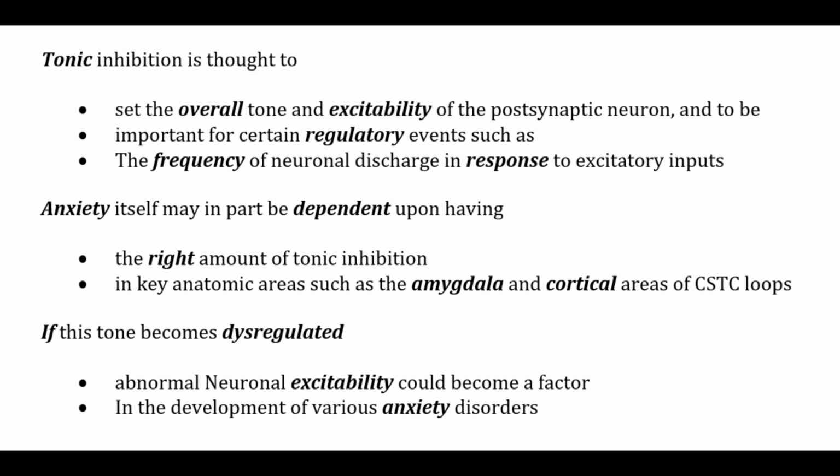Anxiety itself may in part be dependent upon having the right amount of tonic inhibition in key anatomical areas such as the amygdala and the cortical areas of the CSTC loop. If this tone becomes dysregulated, abnormal neuronal excitability could become a factor in the development of various anxiety disorders.